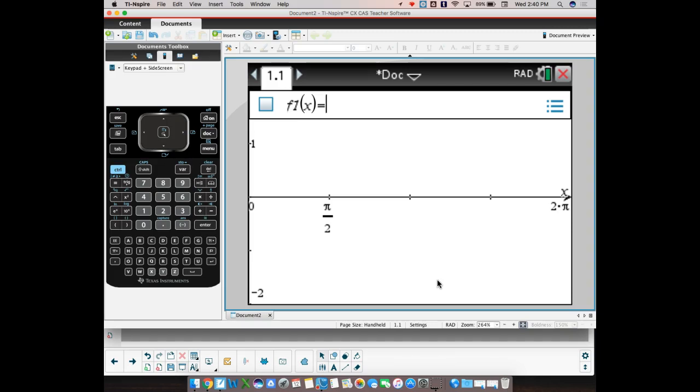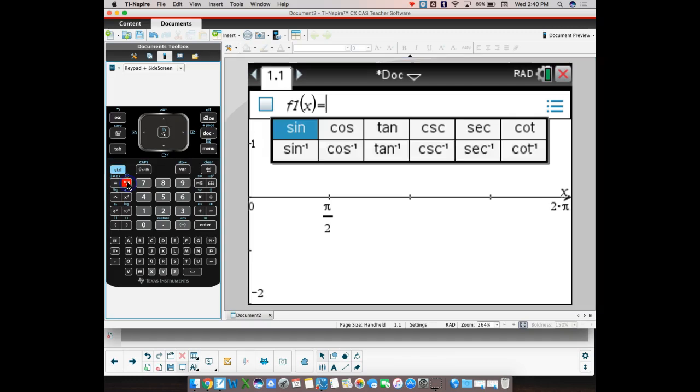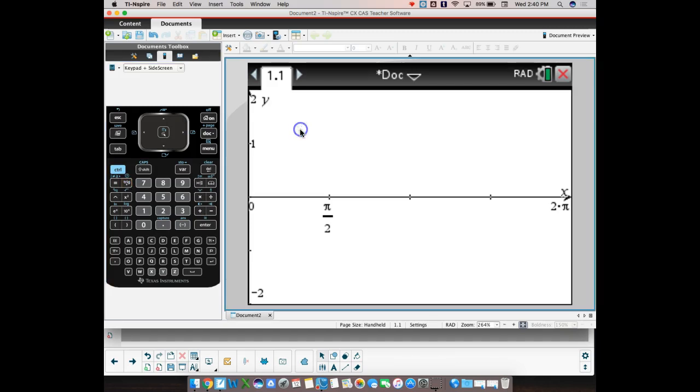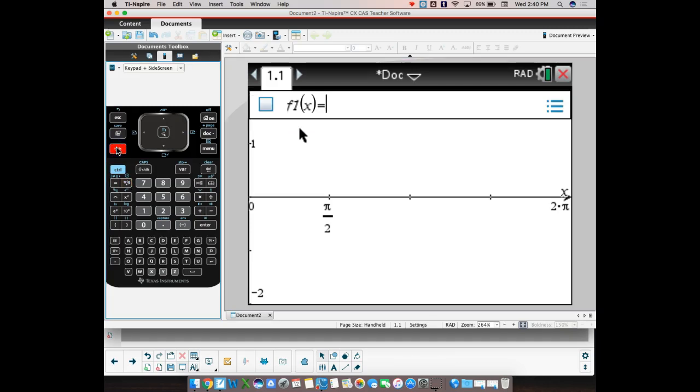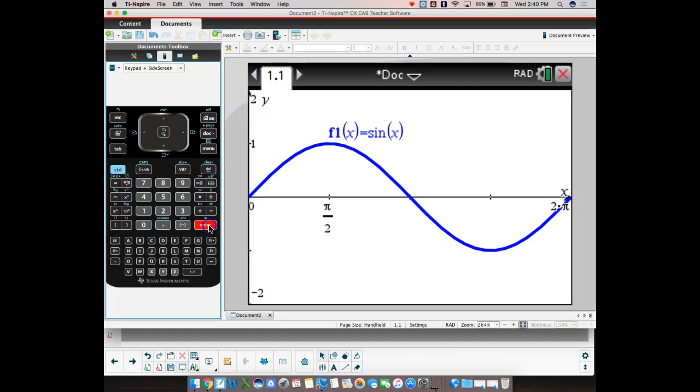Okay. So now, my first function that I'm going to put in is going to be sine of x. To plug that in, actually, all of the trig functions are located in the trig key. So I'm going to put sine of x. And when you do that, you should get the first wave of the sine curve. If you don't, your calculator is in degrees and not in radians.